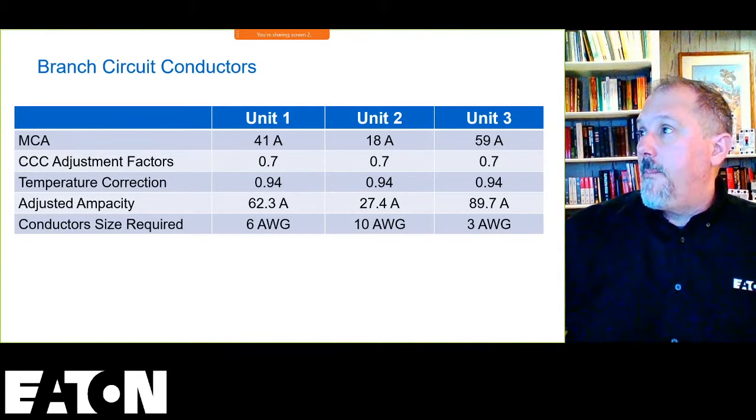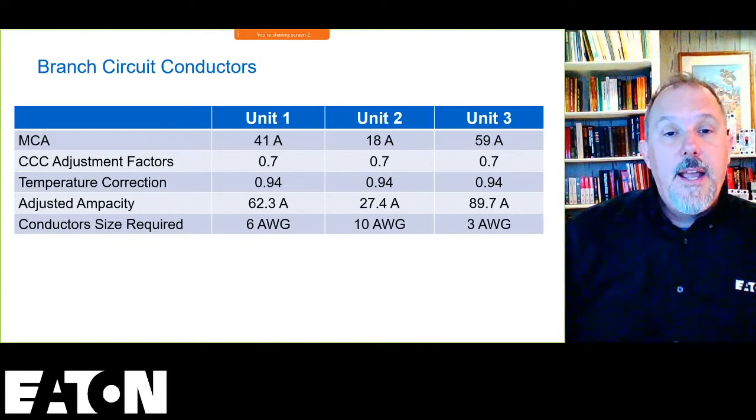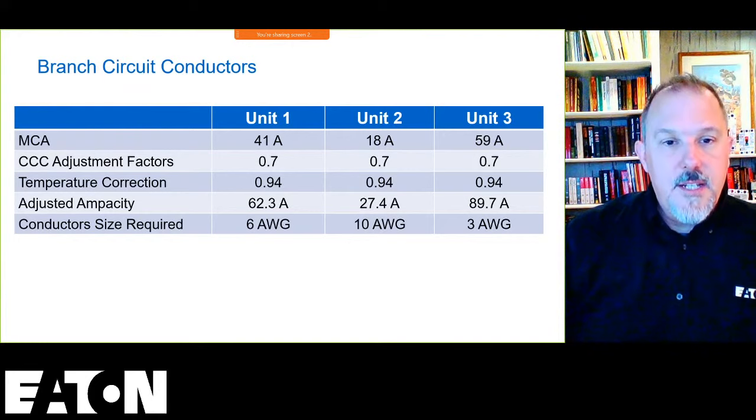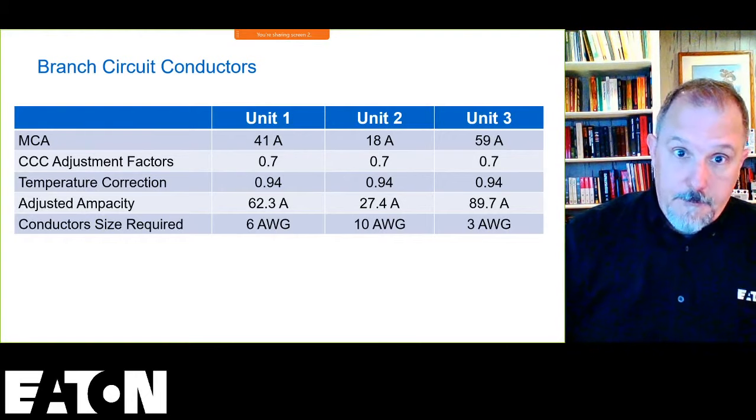So minimum circuit ampacity is listed across the top. I have the 0.7 current carrying conductor adjustment factors. I have my temperature correction factors, I have my adjusted ampacity, and then I have my conductor sizes, a 6, a 10, and a 3.